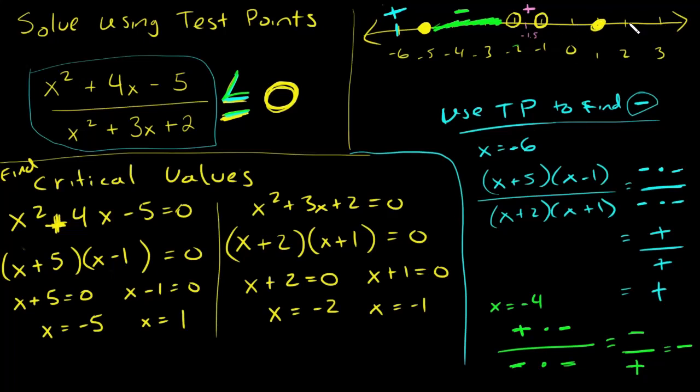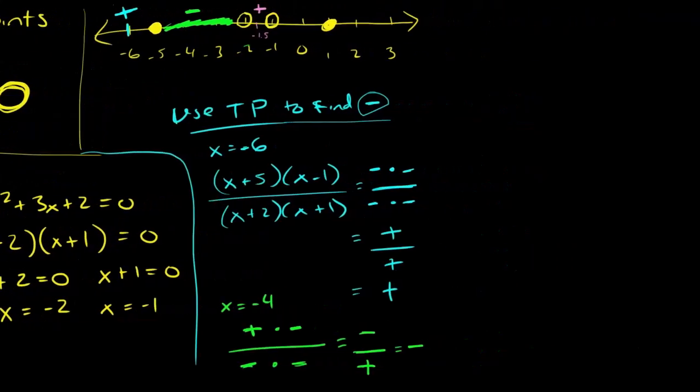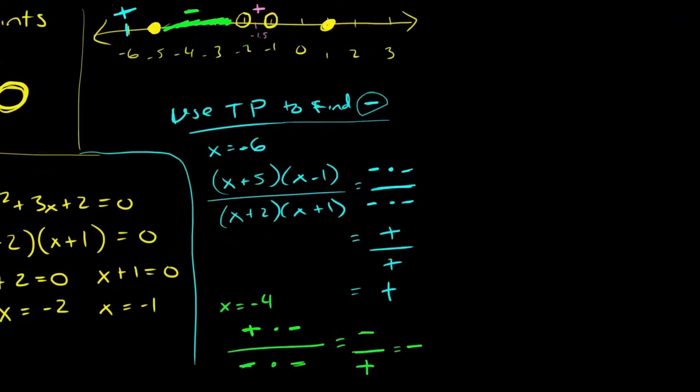All right, I have two more areas where I need to consider a test point. Right here, somewhere between negative 1 and positive 1, let's go ahead and choose x equals 0. Let me scroll over. I'll use, let's see, x, that's not a good color. Let's do a green again. So x equals 0. All right, so 0 plus 5 is positive. 0 minus 1 is negative. 0 plus 2 is positive, and 0 plus 1 is also positive. So I have negative in the numerator and positive in the denominator. A negative divided by a positive is negative. So here I have negative numbers, so this will be part of the solution.